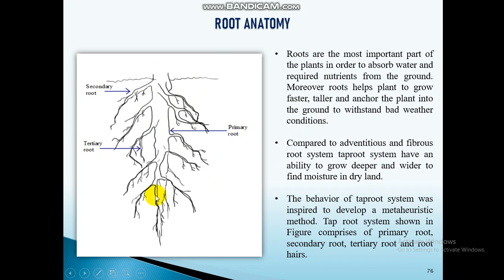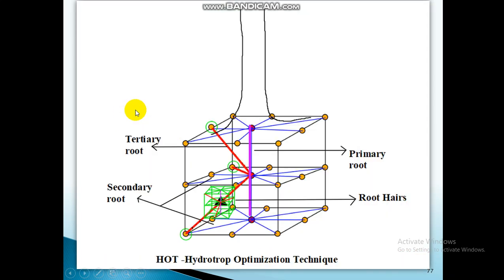So this is the root anatomy. Why I used the taproot system is that a taproot goes deeper and will find water even in a dry place. That's why I chose taproot anatomy with primary root, secondary root and tertiary root. So this is how it works. Let us assume this is a workspace and this is a tree with a taproot system. This will find water.